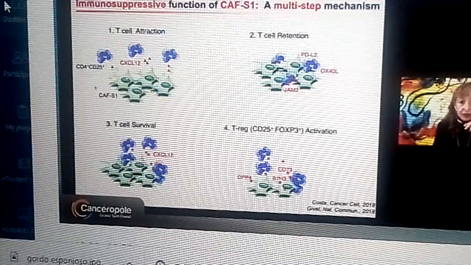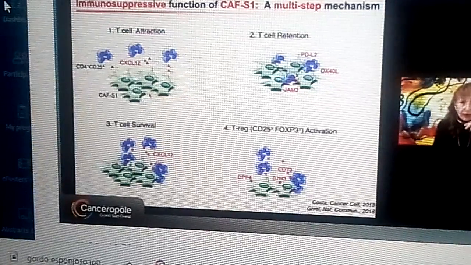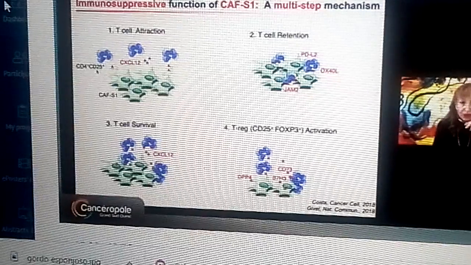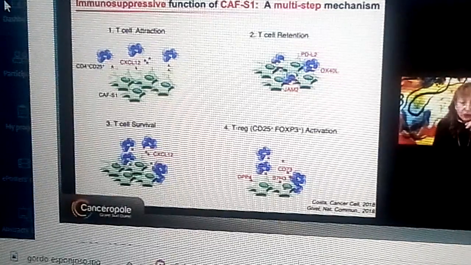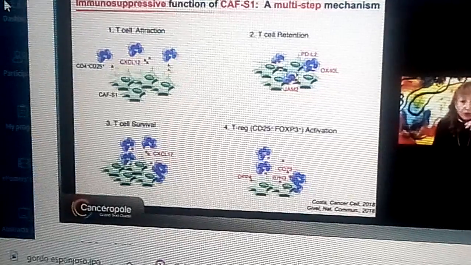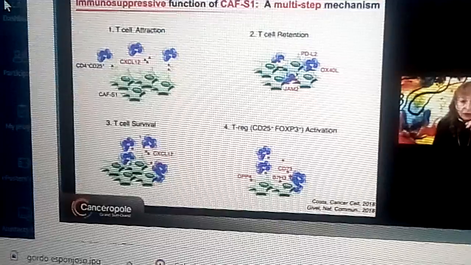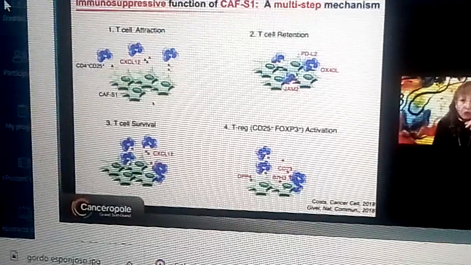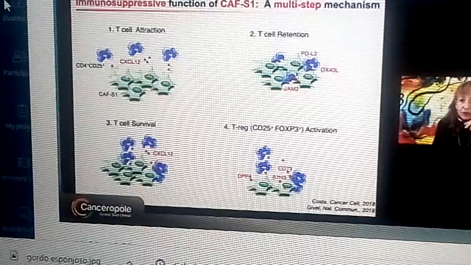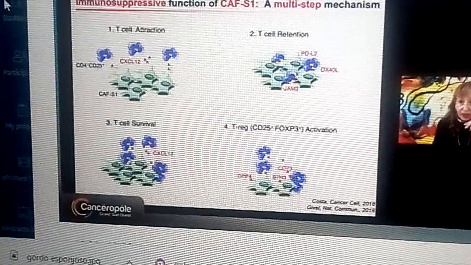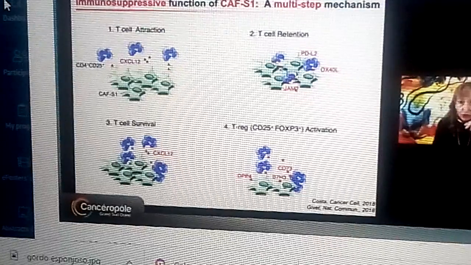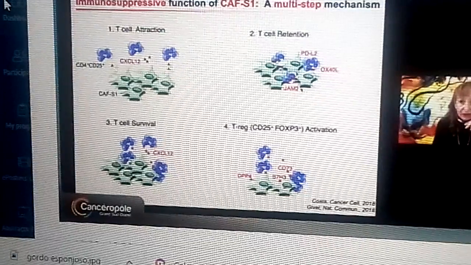And what we also identified is that this immunosuppressive function of CAFS1 is associated with a multi-step mechanism. The CAFS1 cells are able to attract the CD4 positive, CD25 positive T lymphocytes by secreting high levels of CXCL12. And CXCL12 is also able to promote the survival of these T cells. We found also that the CAFS1 cells are able to retain the T lymphocytes at their surface through PDL2, OX40 ligand, and JAM2, which are molecules highly expressed by CAFS1.